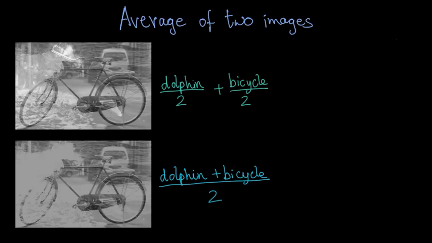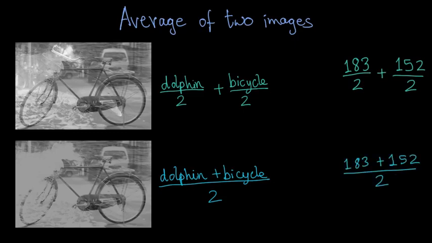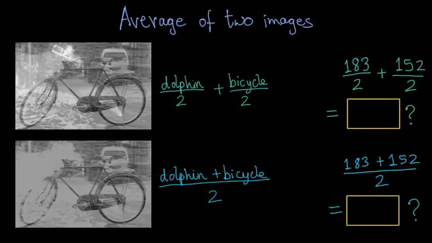Now we know that these images are just collections of intensity values, and values at each corresponding location are being added together. Let's take two sample values, say 183 from one image and 152 from the other. Now in the first case, we divide these numbers by 2 and then add the results. In the second case, we add the two numbers first. What do you think is the result in these two cases?